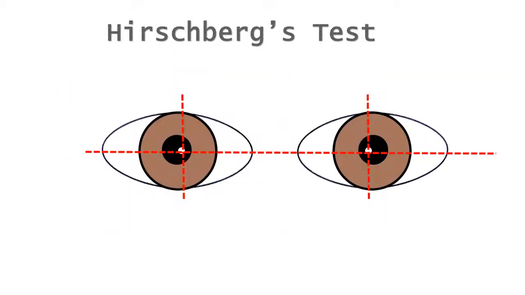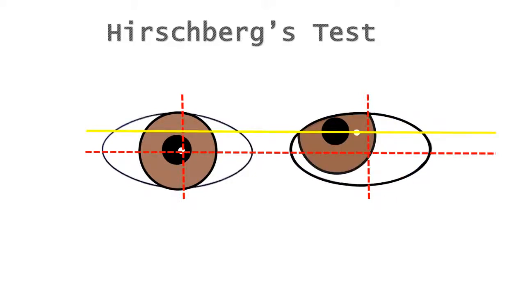When you're doing the Hirschberg, it's beneficial to draw some mental horizontal and vertical lines to line up in your mind where those pupils fall in relation to one another. You may see that you'll have more than one tropia. In this example, for instance, this patient has a left esotropia, also a left hypertropia. So if you draw those lines in your mind, it's a little bit easier to determine the deviation.